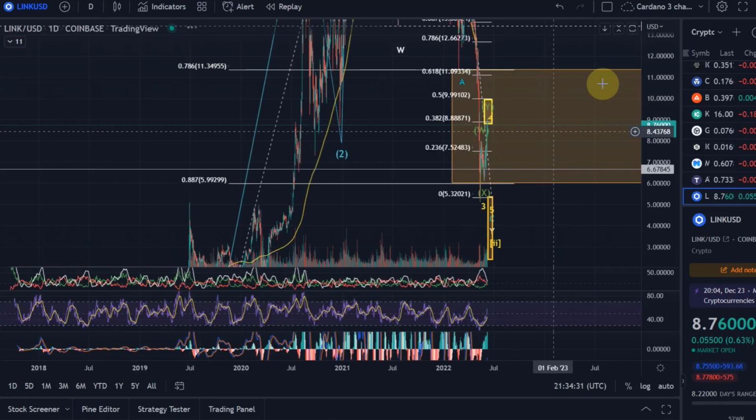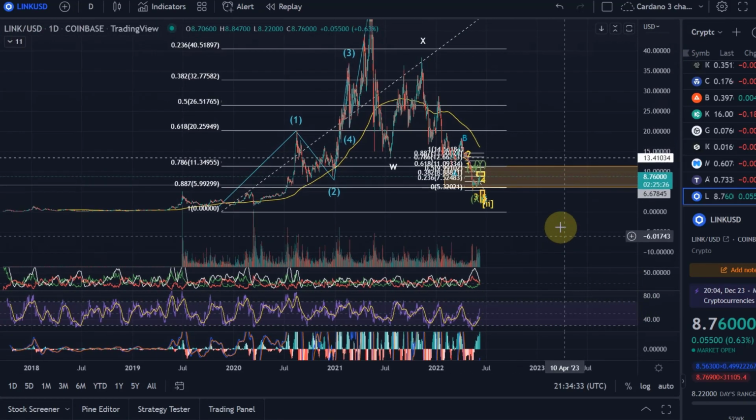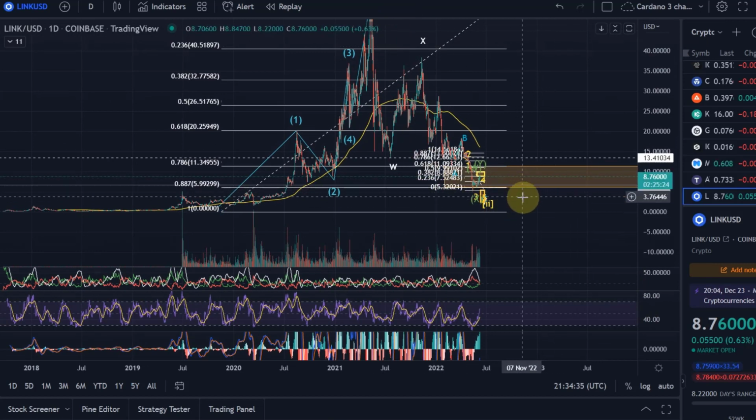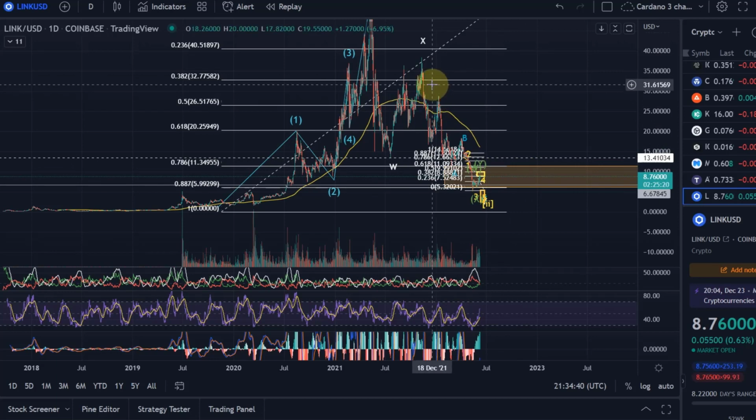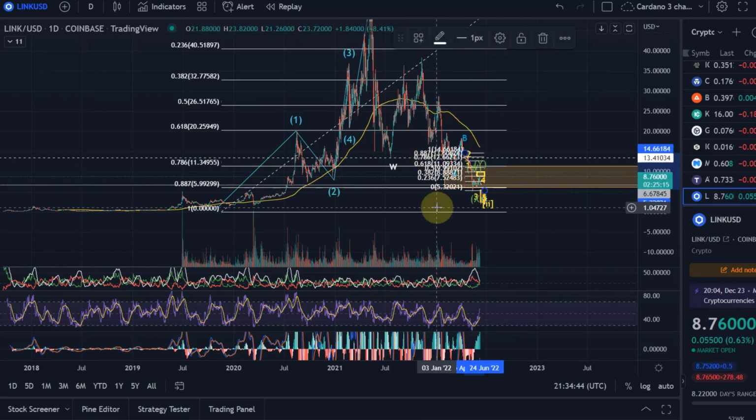So if we go back to the daily chart, Chainlink, I've been telling you that we need to get into this area between $6 and $11.30. Been telling you that since November, December. We finally reached that area, and that area is the area where with the highest likelihood you expect Chainlink to turn around, between the 88.7% fib level and the 78.6% fib level.